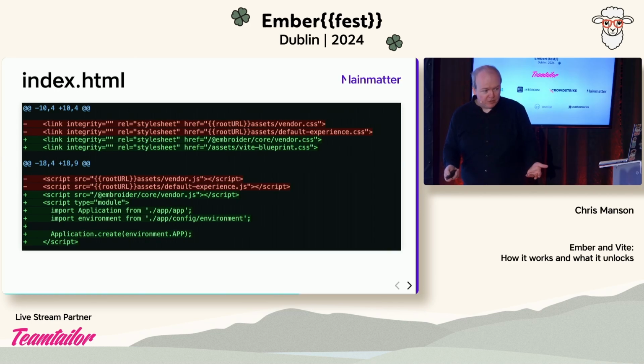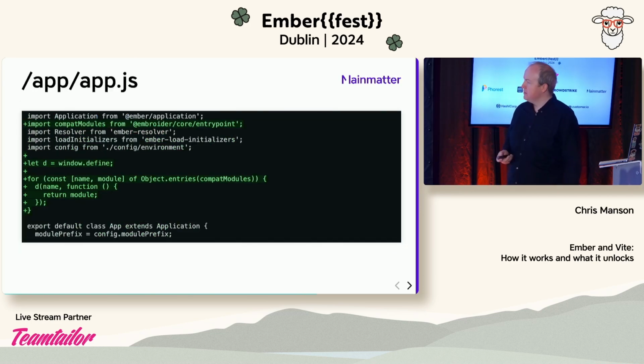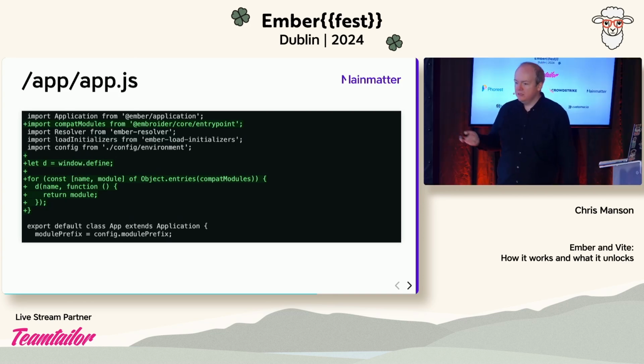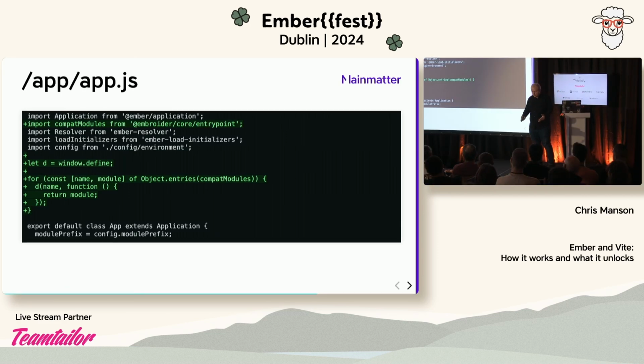But we still need to have auto discovery of files. How do we do that? Well, let's look into our app.js file. So you can see we've got another little virtual compat modules that we import. And that is essentially just an object where all the keys are the name of that module as you would see in your AMD loader right now, and the value is the actual module. Well, we import that and we just loop over it and we define them with window.define, which is AMD.